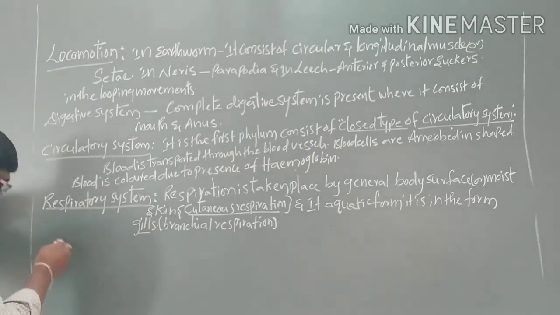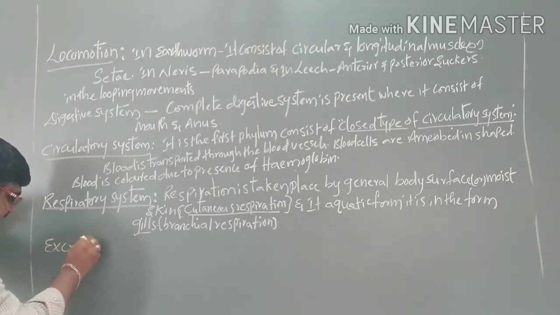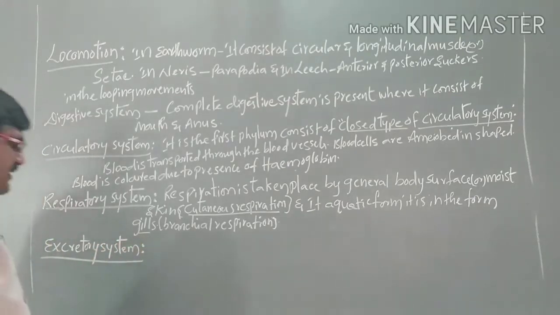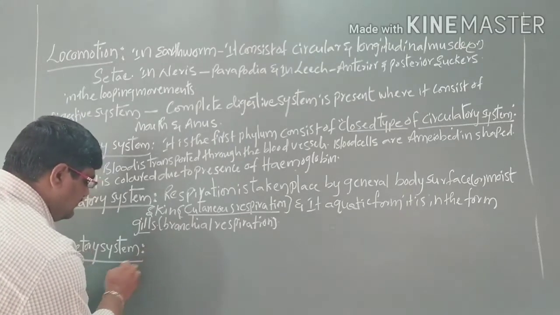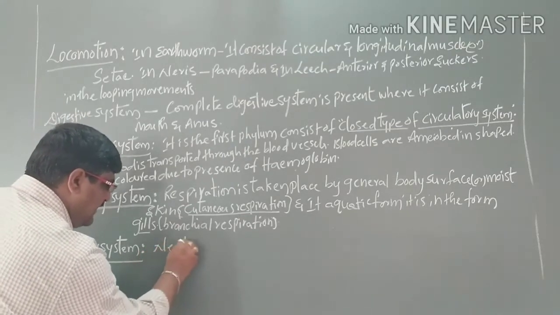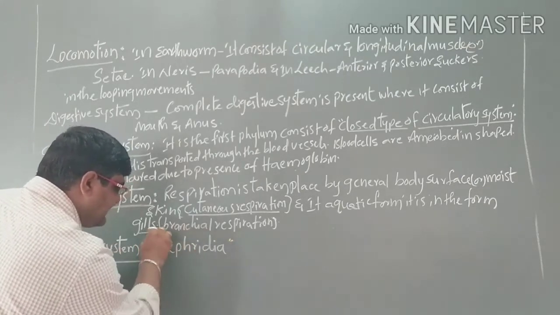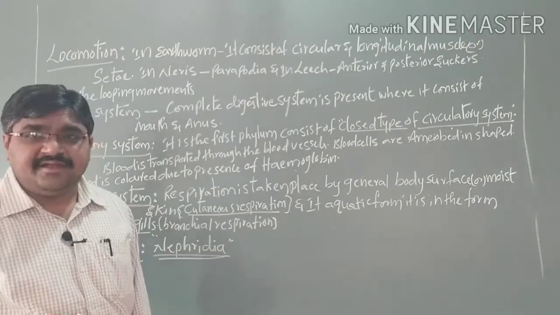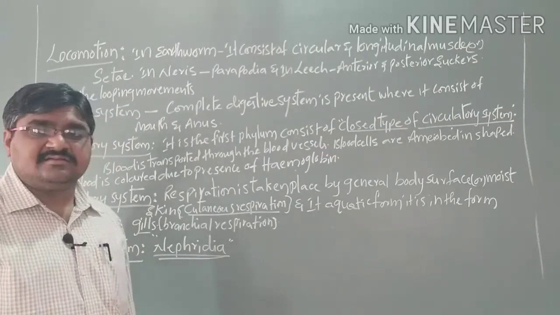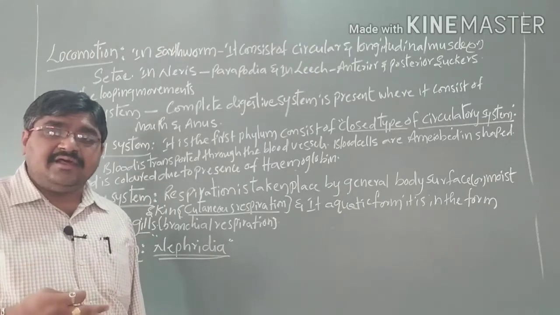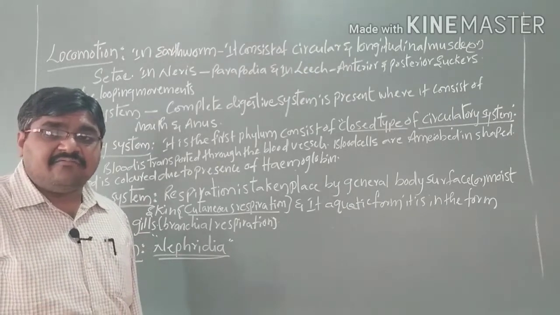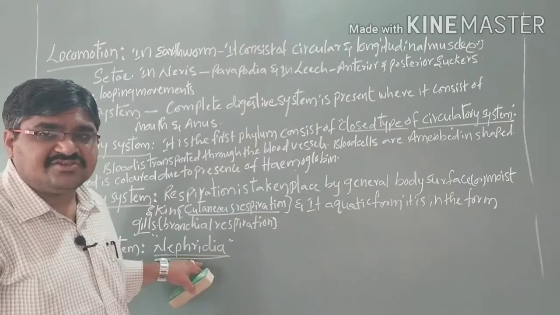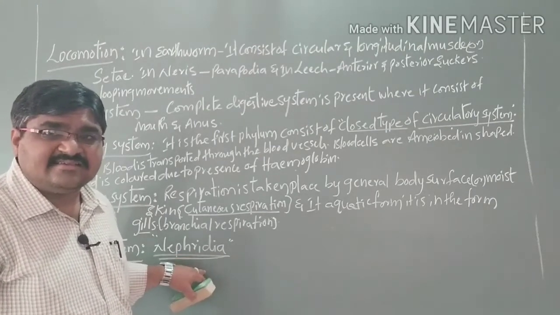Next, coming to excretion, the excretory system. The main excretory system is in the form of nephridia. The nephridia are the excretory canals present in the earthworm. In Annelida, nephridia are the excretory canals, that is, the excretory system present in Annelida. Excretion takes place with the help of nephridia, and it consists of nephridial pores.